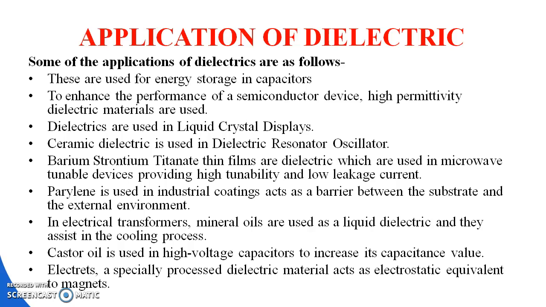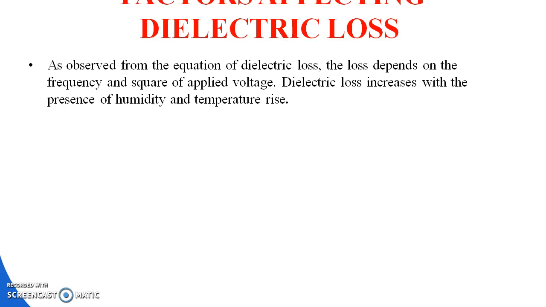Castor oil is used in high voltage capacitors to increase the capacitance value. It is one of the important points. We use castor oil in our high voltage capacitors to increase the capacitance value. And another one: as electrets, a special-purpose dielectric material acts as the electrostatic equivalent of a magnet. These are the different applications of dielectric materials.